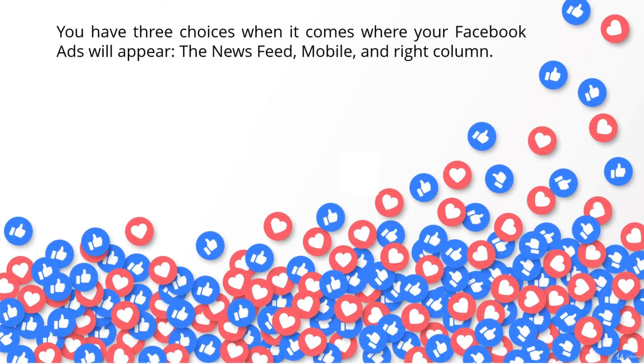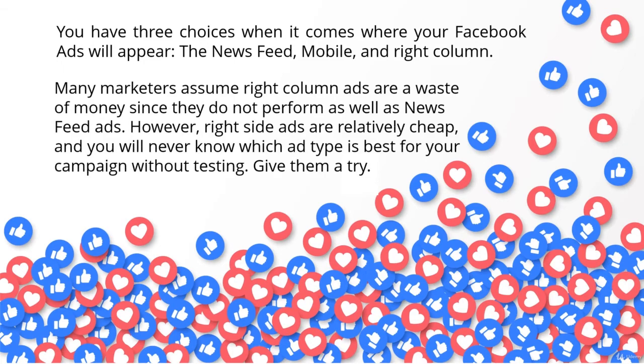You have 3 choices when it comes where your Facebook ads will appear: the news feed, mobile, and right column. Many marketers assume right column ads are a waste of money since they do not perform as well as news feed ads. However, right side ads are relatively cheap, and you will never know which ad type is best for your campaign without testing. Give them a try.